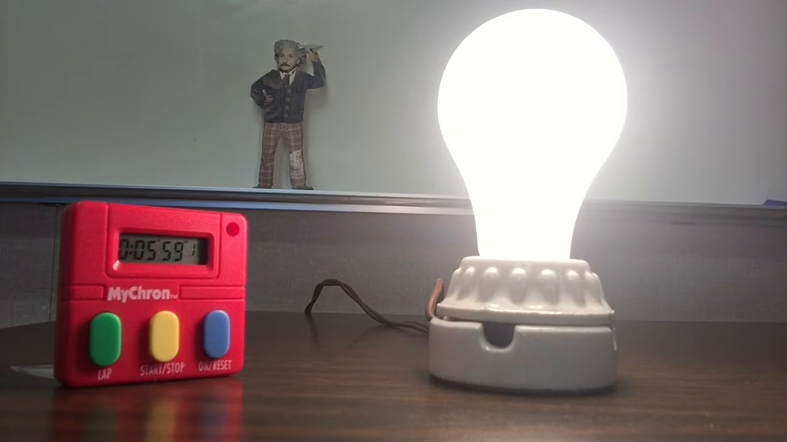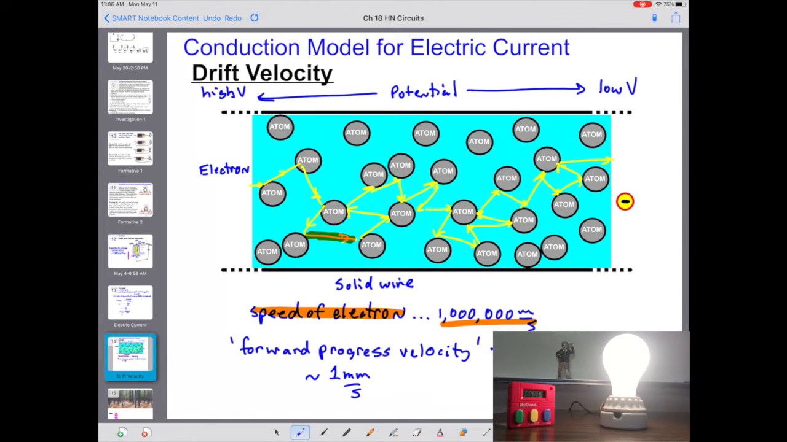So then why is the light bulb on? If none of the electrons have gotten to the light bulb, why is it lit? Why is it giving off light? Well, the thing we need to think about is where are these electrons coming from? They don't come from the outlet. They don't come from a battery. Those things are not really sources of electrons. Those things are sources of electric potential.